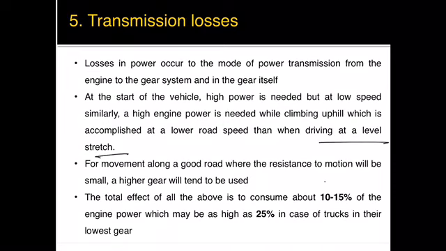On the other hand, a higher gear will be used when your vehicle travels along good surfaces with less resistance, and you can also achieve a high speed. The total effect of all these, the change of gear with respect to the speed, will consume about 10 to 15% of the total engine power. That may be for a small vehicle, and that value can be as high as 25% in the case of heavy trucks carrying greater loads at their lowest gear.